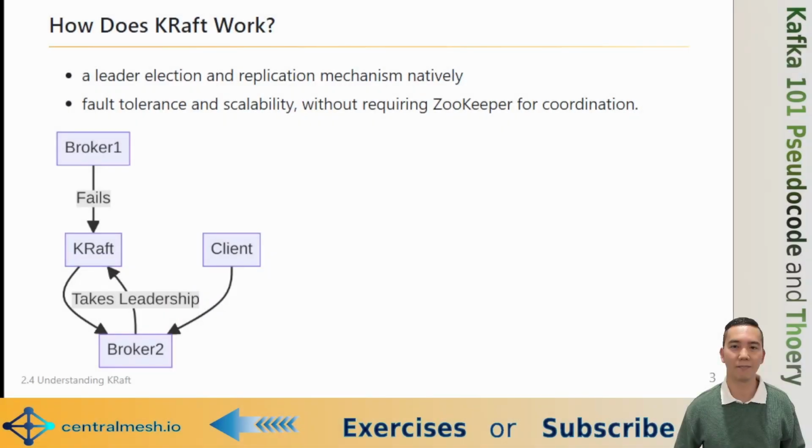Let's move on to how KRaft actually works. KRaft uses the Raft consensus algorithm to coordinate leader election and replication directly between Kafka brokers. There's no need for an external system like ZooKeeper. This leader election process in KRaft is very similar to what ZooKeeper did, but it's more streamlined and fully integrated into Kafka. Brokers communicate with each other directly, and when one broker goes down, KRaft ensures that another broker takes over seamlessly.